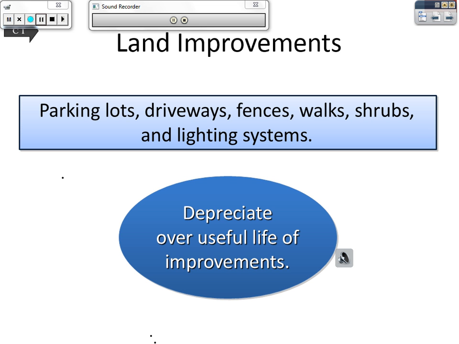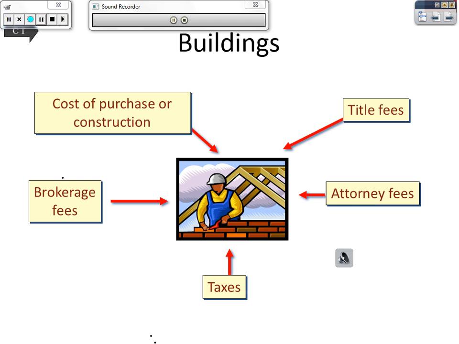We can't depreciate the land itself, but we can depreciate the things that we do to the land, because we know if we build a pavement, eventually that cement will do what? Crumble. And we'll have to do what? Exactly. Buildings. These are depreciable.